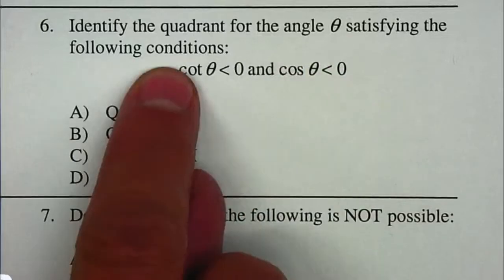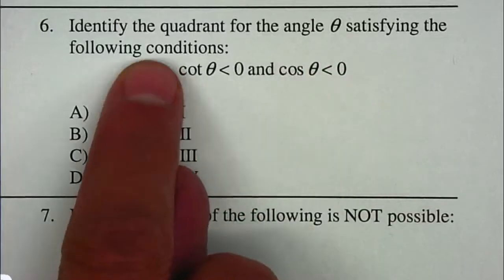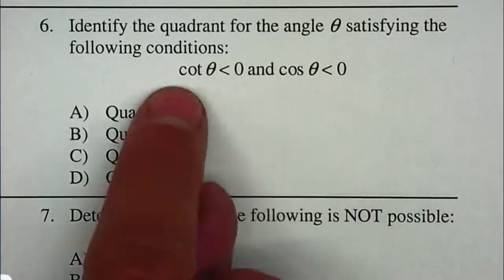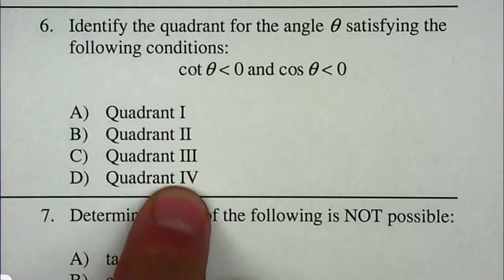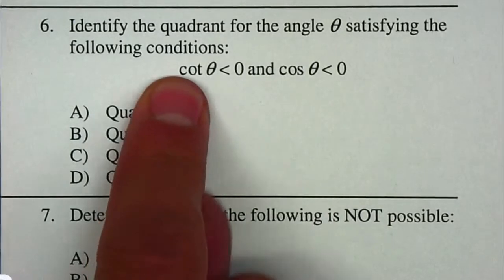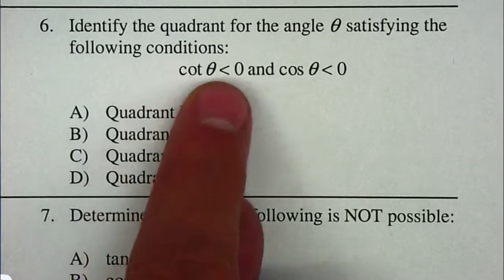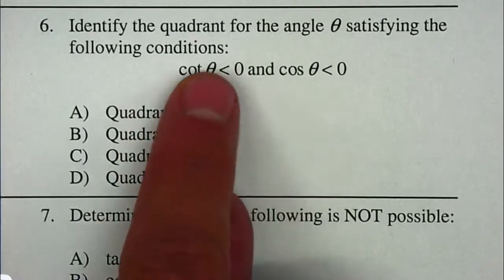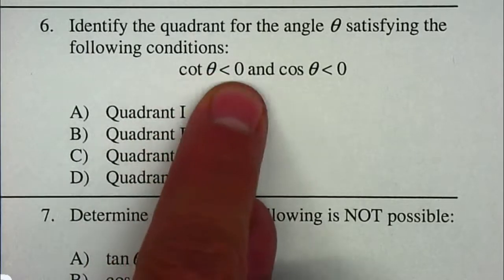Satisfying the following condition. So they give you two conditions and they ask you to identify which quadrant the angle is located. Now remember that cotangent of theta has to be less than 0, so therefore the cotangent has to be less than 0 or negative.